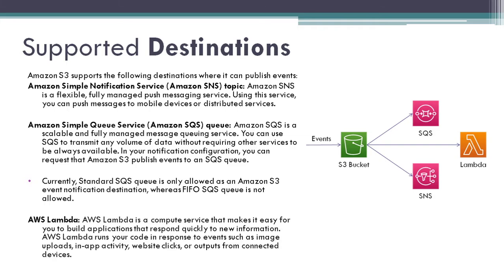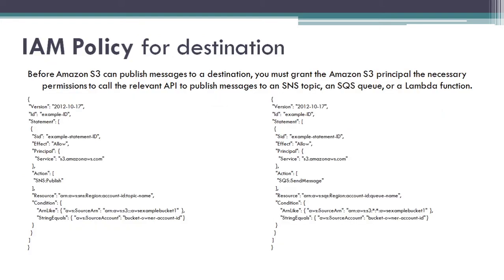What is AWS Lambda? It is a compute service that makes it easy for you to build applications that respond quickly to new information. AWS Lambda runs your code in response to events such as image uploads, in-app activity, website clicks or outputs from connected devices, etc. So this is the brief introduction. Moving ahead, IAM policy for destination.